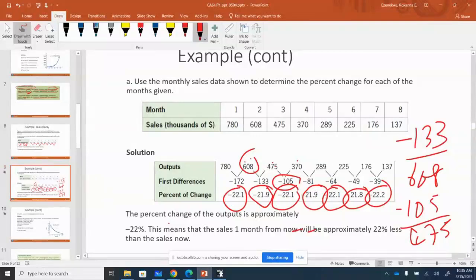So how do we find percent change? That's what we just did here. Because this function or this table has a constant percent change, or equal percent change, exponential function is the best model. Is that clear? That is one question in the test.